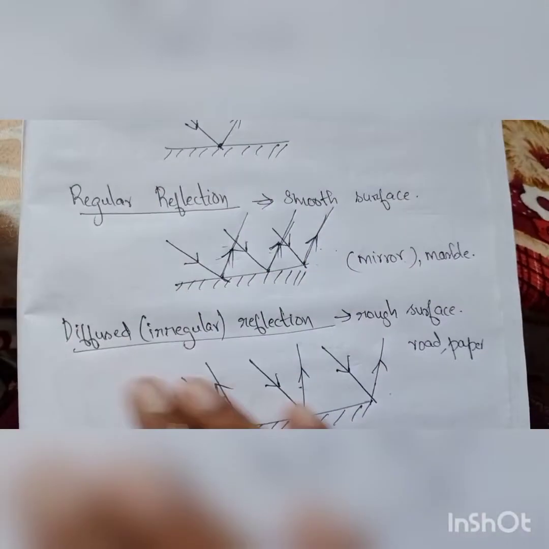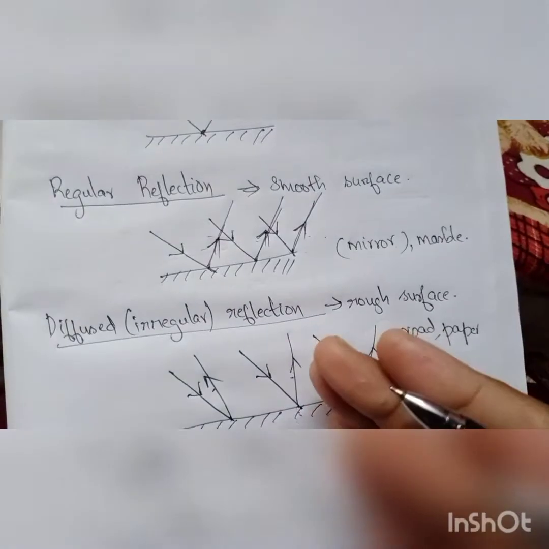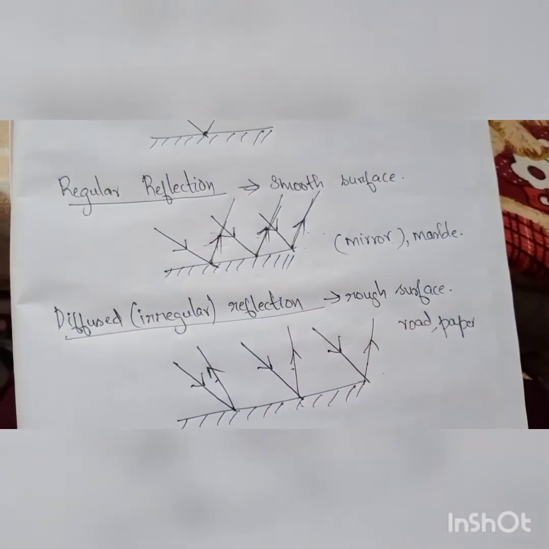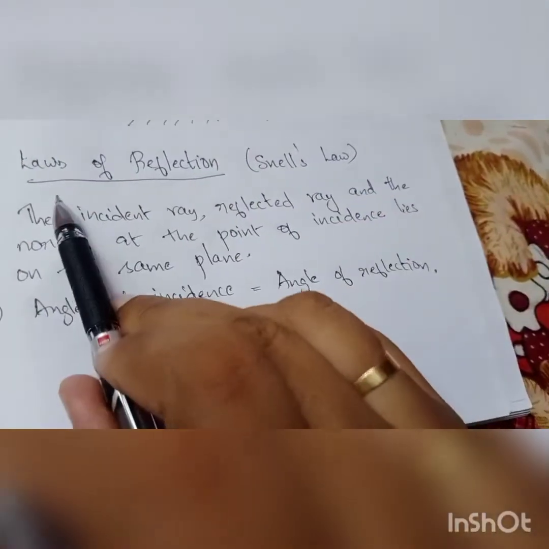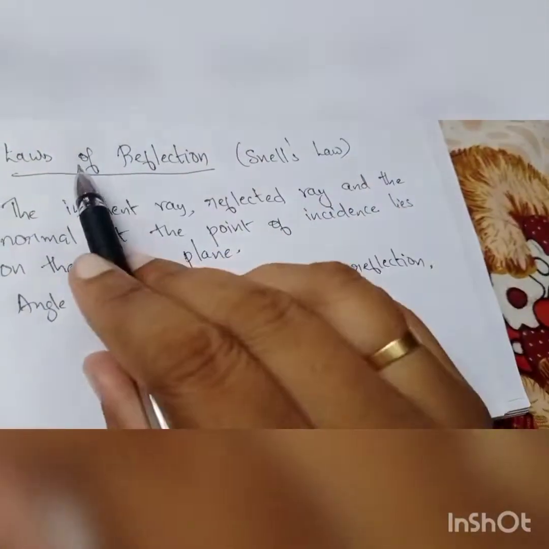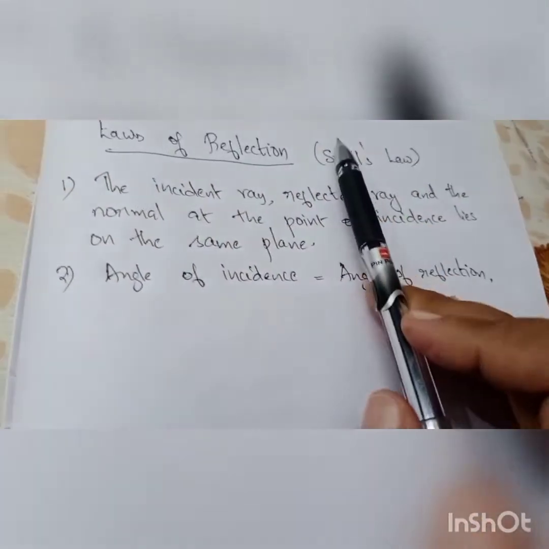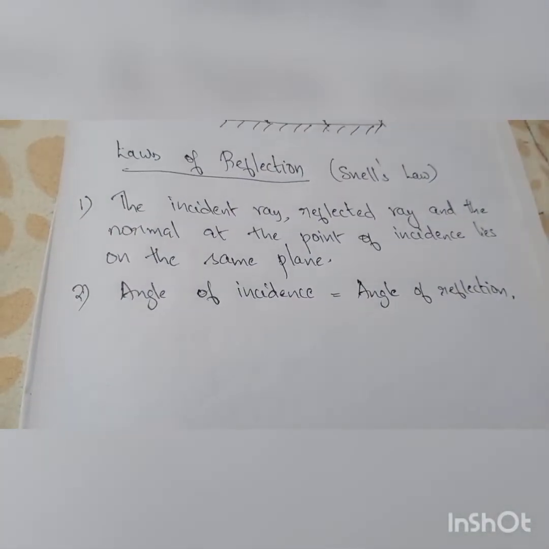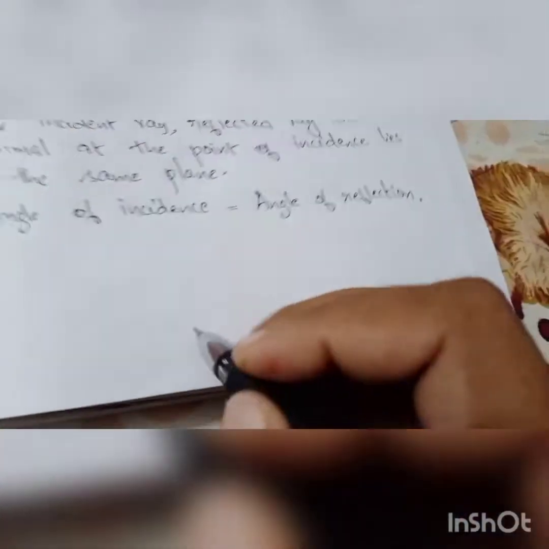So these are the types of reflection: what is regular reflection and what is irregular reflection? Is it clear? Okay, fine. Now let us deal with the next topic: laws of reflection. This is also called Snell's law of reflection, because Snell is a scientist who discovered the laws of reflection and refraction. Before going into the two laws, let me draw the diagram.